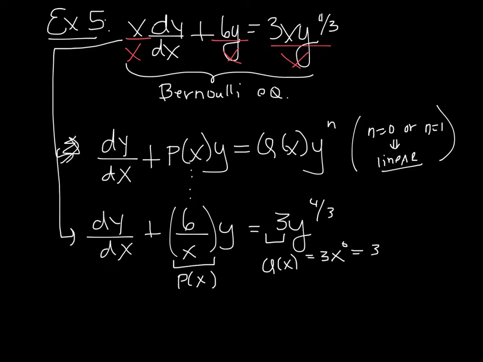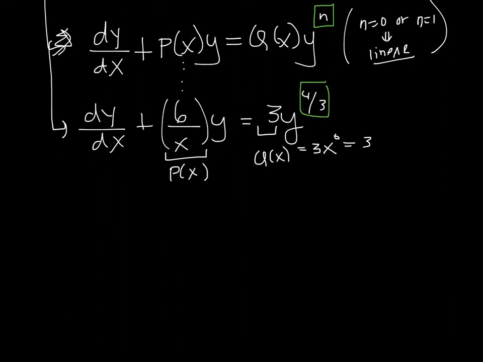But here I want you to notice our n. Very important n. Our n here is 4/3. So it's not 0 or 1, so we can't use the integrating factor. That's fine, we just rule that out. We're going to solve this differential equation by not using the integrating factor. So let's write a couple things down. We have our p of x, our q of x, we have our n.